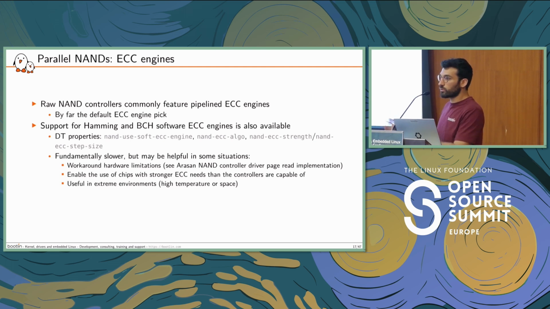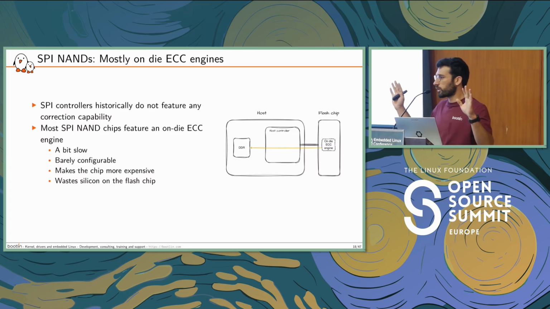In some cases, it was relevant to offload to software, especially if you are changing in your design the NAND chip, which now requires a higher level of correction, even though your controller is a bit old and cannot support that. Or in some extreme environments, such as high temperature situations, you might want to increase the strength a lot, and you will probably need software correction for that. Otherwise, software correction is super slow.